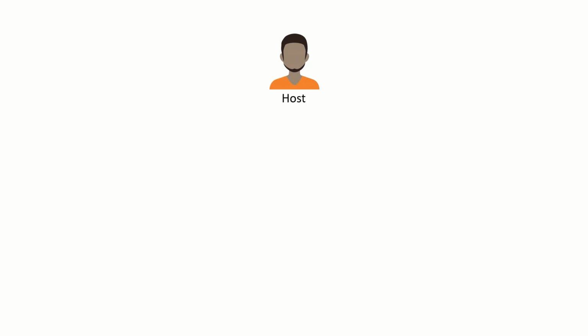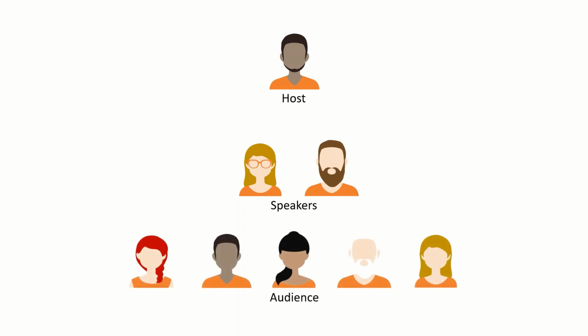The next people in this are the speakers. The speakers will include the anchor of the webinar as well as the experts, or rather anybody and everybody who is going to speak during the webinar. And the third group of people would be the audience. Obviously, these are the participants of the webinar.